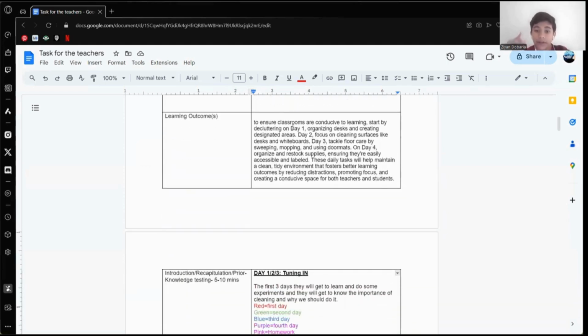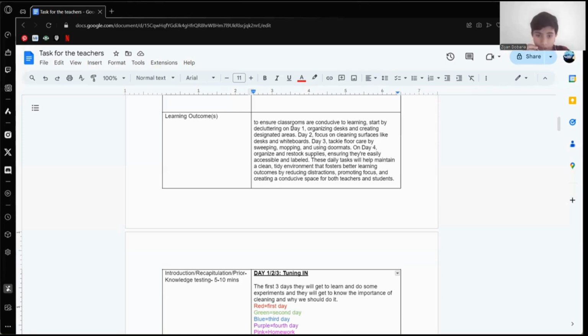These are the learning outcomes for day one, day two, day three, and day four. To ensure classrooms are conducive to learning, start by decluttering the classroom on day one, organizing desks and creating designated areas for the students to clean. Day two, focus on cleaning surfaces like desks and whiteboards. Day three, tackle floor care by sweeping, mopping, and using doormats to effectively keep the classroom clean. On day four, they should organize and restock supplies, ensuring that they are easily accessible for the students and also labeled.